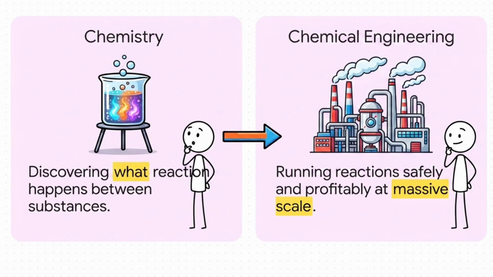Because it turns out a reaction that works flawlessly in a tiny container behaves completely differently when you try to scale it up to the size of a factory. Heat doesn't spread the same way. Mixing isn't instant anymore. Chemical engineering is the discipline that was built to solve that exact problem.